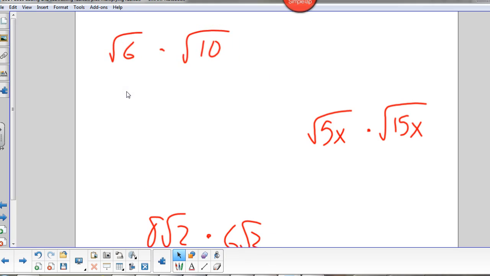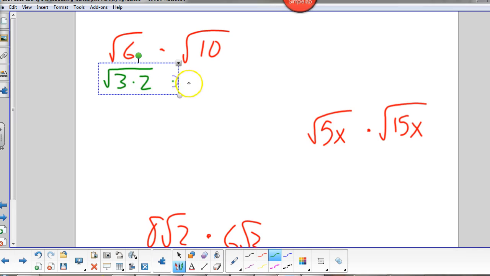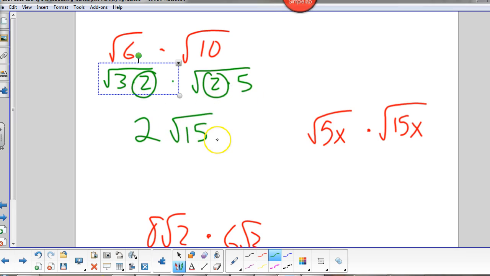There's not a pair of any, but there is a pair of 2's, right? This is 3 times 2. This is 5 times 2. So the root 2's, let's get a pen here. All right, root 3 times 2 and root 2 times 5. The square root of 2 and square root of 2 will become the whole number 2, and there's a 3 and a 5, or root 15 left over.